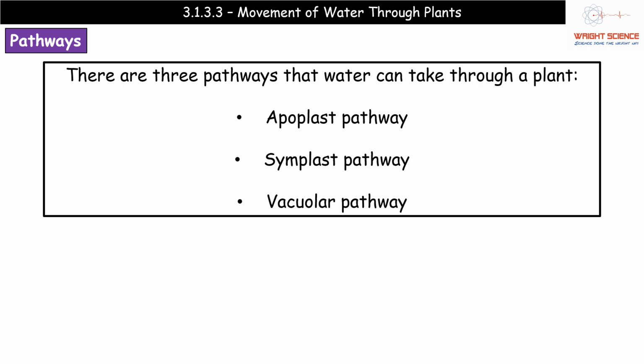So let's jump right in then to the names of those three pathways that we are going to need to know about. When we're considering how water moves through a plant, it will either travel through the Apoplast Pathway, the Symplast Pathway, or the Vacuolar Pathway. And what we'll do is we'll take each one of those in turn to see what we actually mean by it and how the water is going to travel.